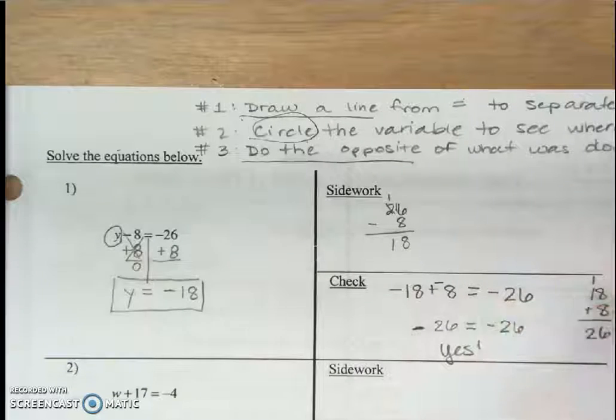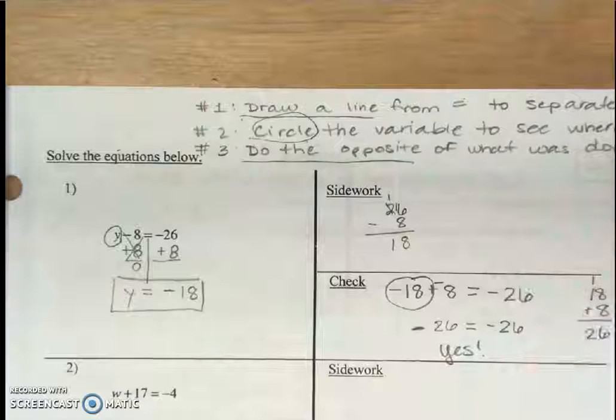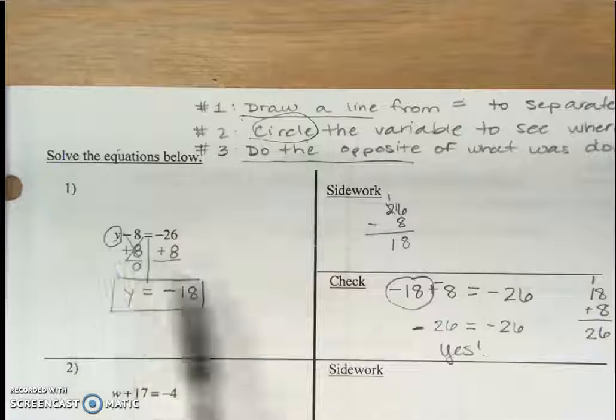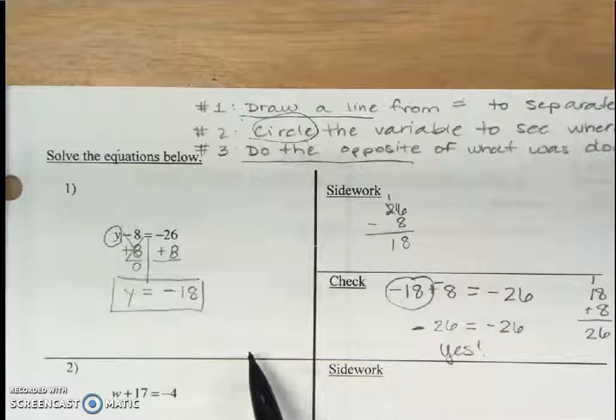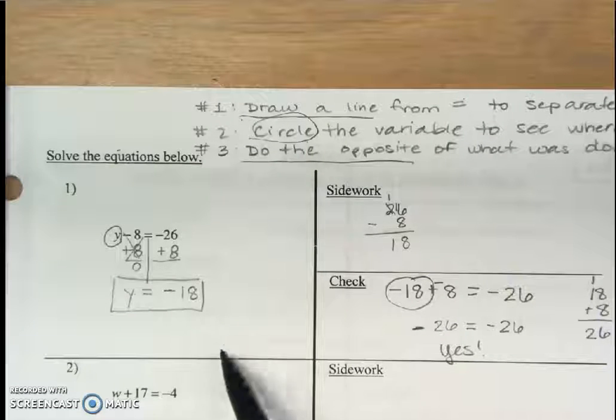Yes. So we know our answer is correct, so we'll never get anything wrong. Isn't that awesome? That's great. Yay, we love getting things right. So I replaced the y with my answer to check to make sure I was right, so I know this answer is correct. All right, let's try that again.